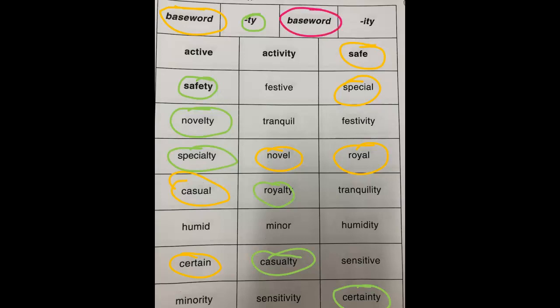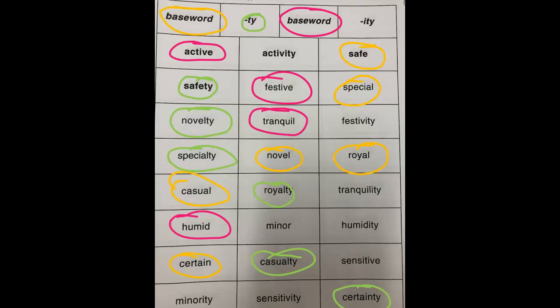Now these base words, we can't just add ty. Now we have to change something, or maybe not, and add an ity. So these are a little bit trickier. Active is going to be one of them. Festive. Something's festive, like you are celebrating something. Tranquil. Tranquil means calm. Humid. Humid means there's a lot of moisture in the air, a lot of dampness in the air.